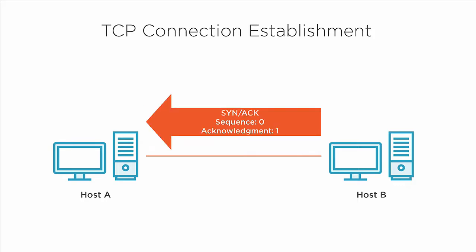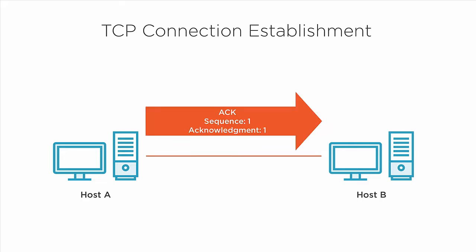Host B then replies with a packet that has both the SYN and the acknowledge, or ACK, flags set. This packet contains host B's own initial sequence number, that is not necessarily the same as host A's. Let's say that this is also 0. The packet also contains in the acknowledgement number field host A's sequence number incremented by 1, so in this case it would be 1. Host A then replies to the SYN ACK packet with its own ACK that has host B's sequence number incremented by 1, which in this case is 1.